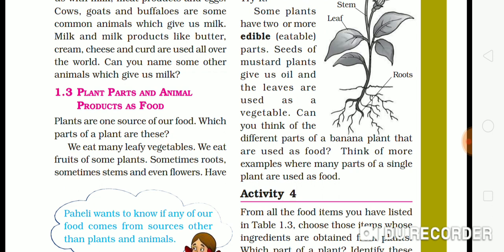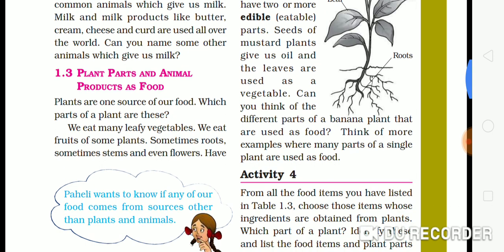The seed of the mustard plant gives us oil. The seed of the sesame gives oil. The seed of the sunflower gives us cooking oil. And plants like moong, kidney beans, chickpea, and cereals, that is wheat, rice, maize, these all are the seeds which we consume in our daily life.